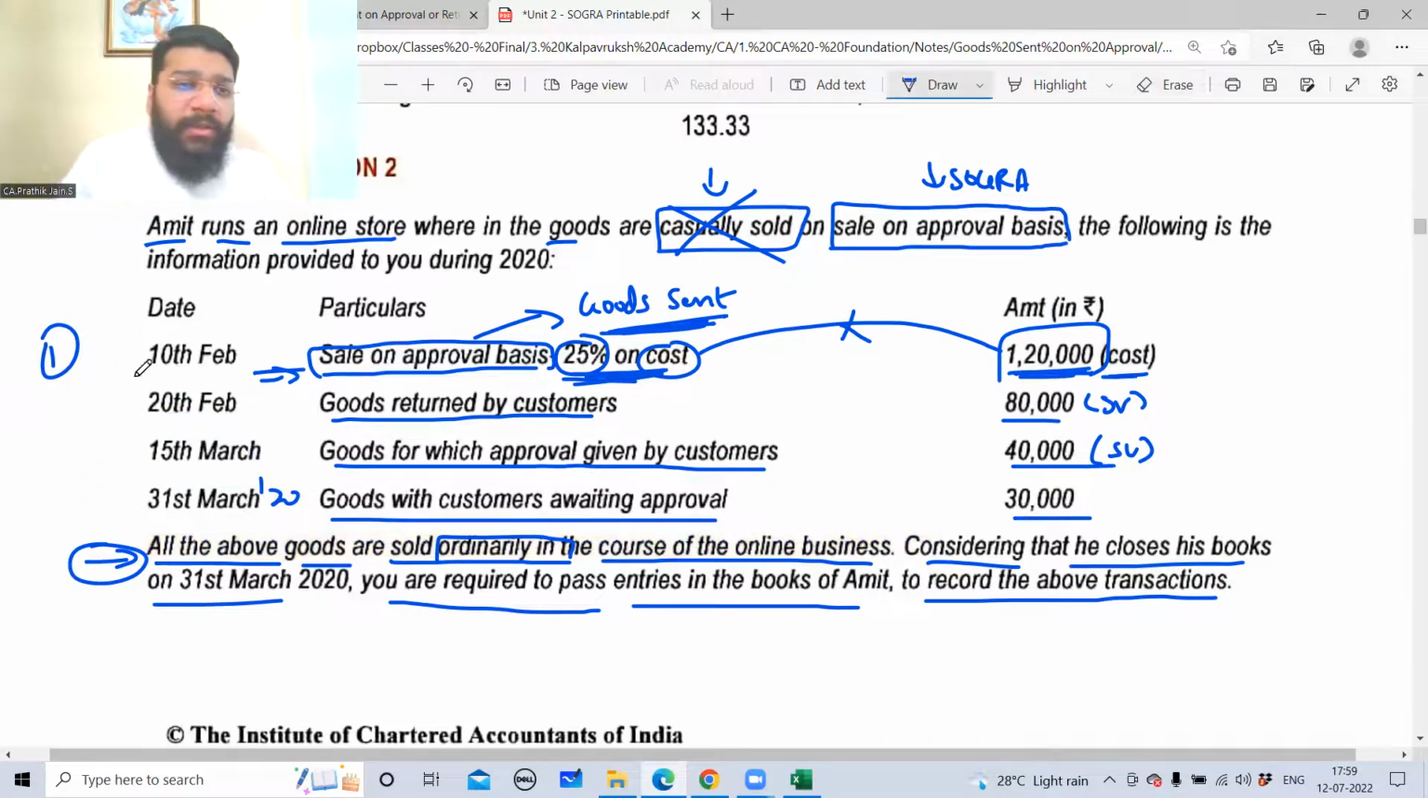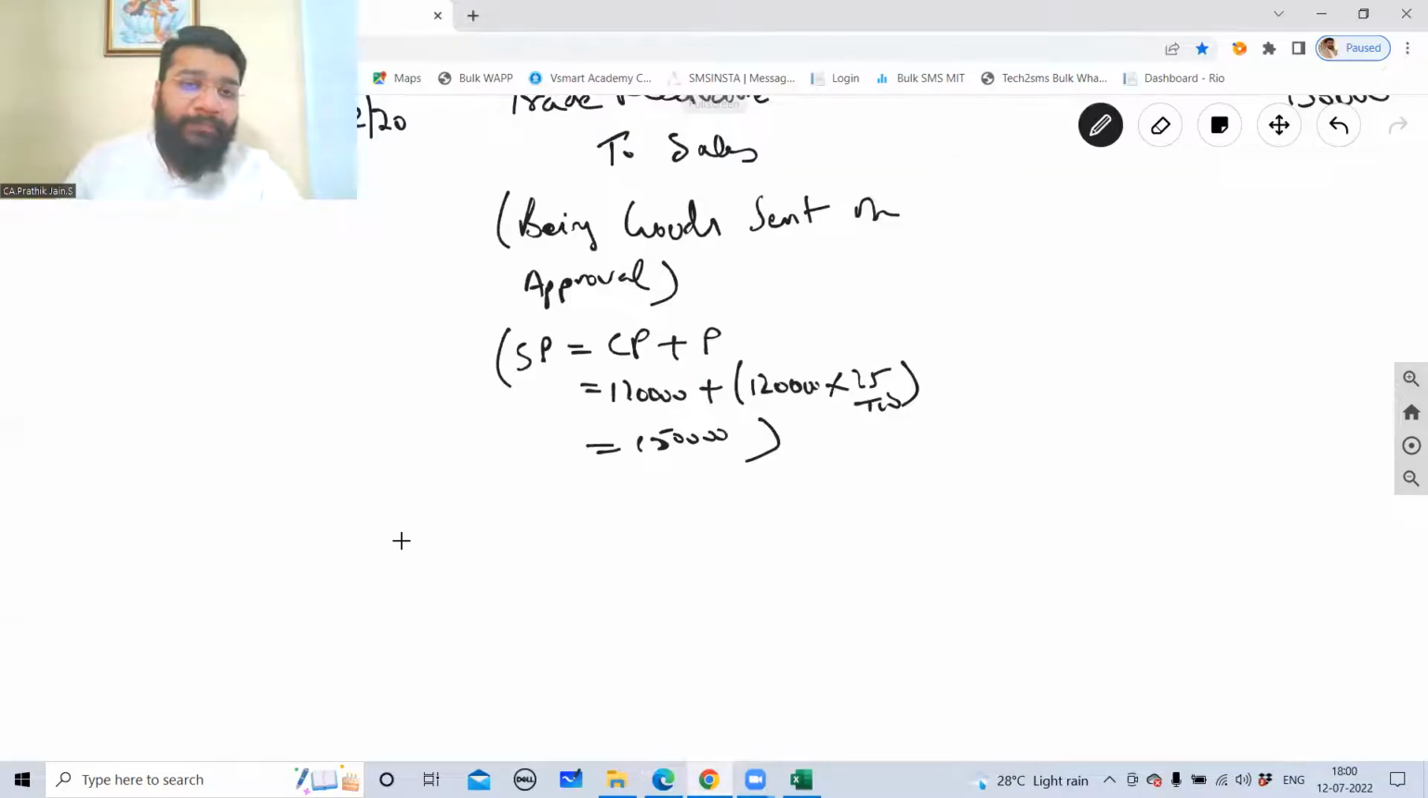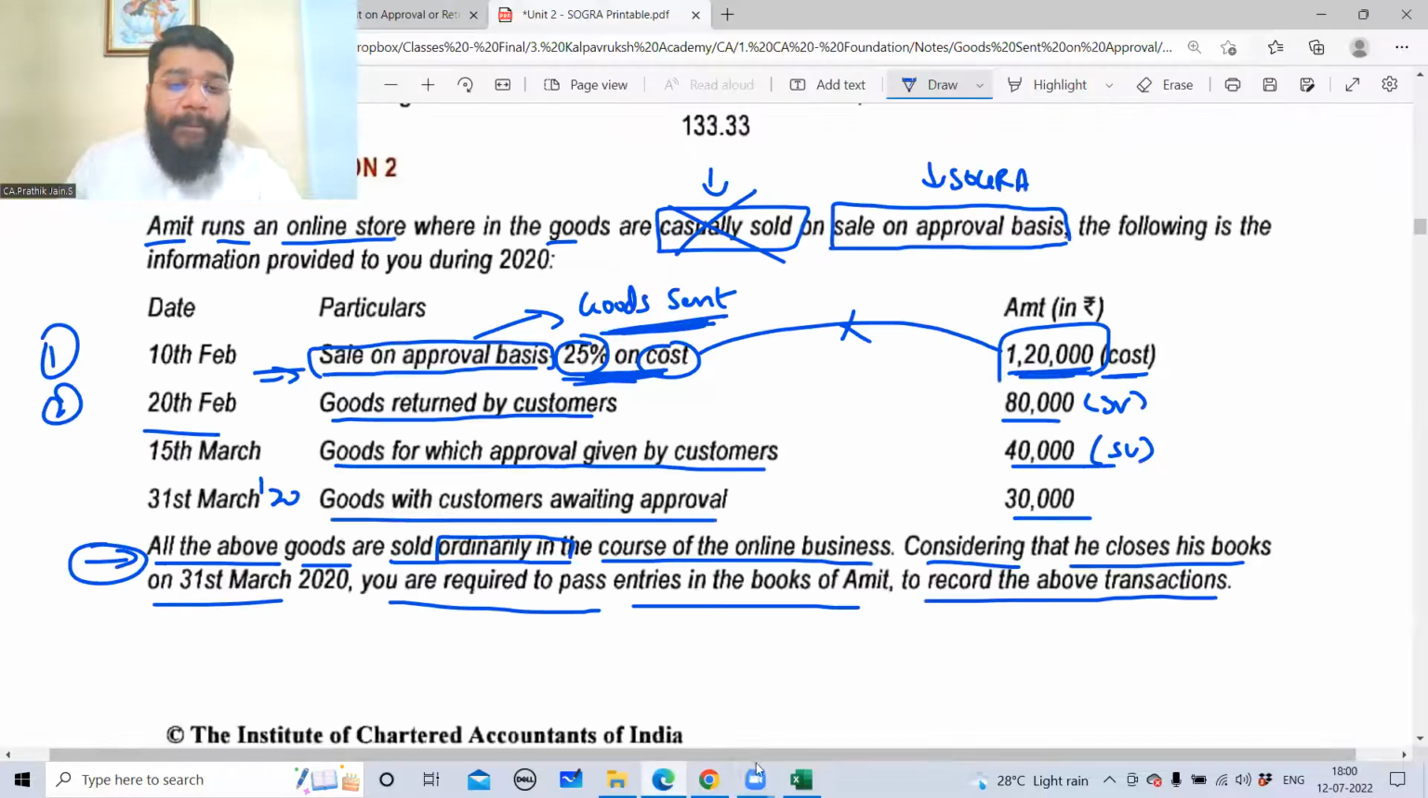So let's come in the order. The second entry is taking place on 20th of February. 20 February, goods returned by customer. So can I say it is a sales return? So what will be the journal entry?